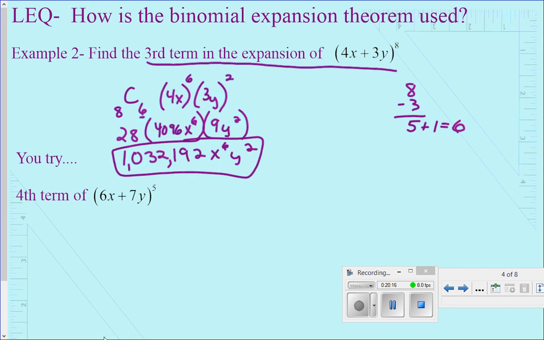Okay. Now, we didn't have time in class to do this because we had shortened periods, but why don't you pause the video a moment and go ahead and try the fourth term of 6x plus 7y to the fifth.